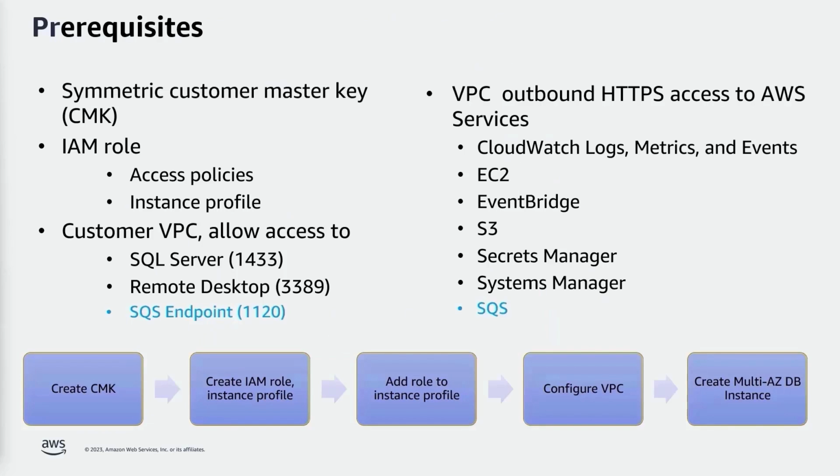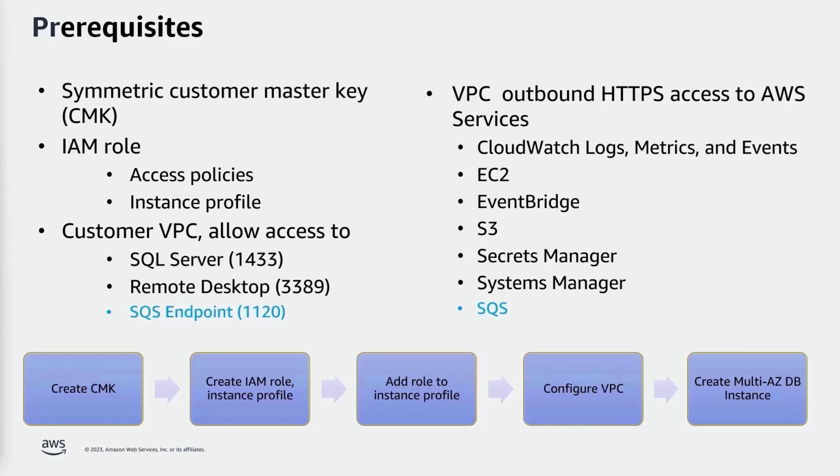Now, let's take a look at the high-level steps required in order to create a Single-AZ or Multi-AZ RDS Custom for SQL Server instance. For both deployment types, you need to create a symmetric key, an IAM role, and an instance profile, as well as configure the VPC, making sure that RDS Custom can communicate to the AWS services used with the RDS Custom environment.